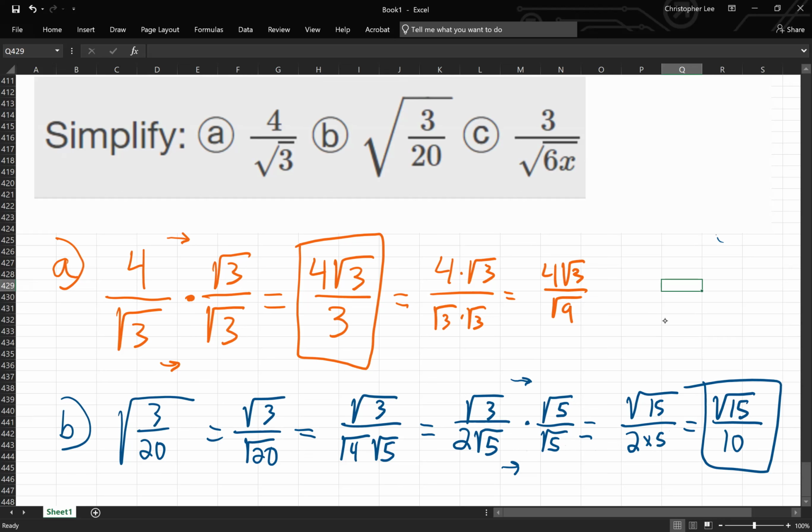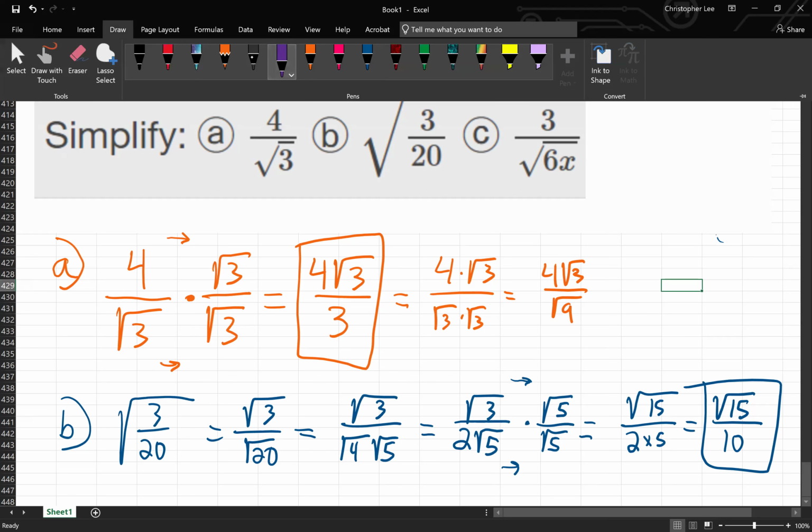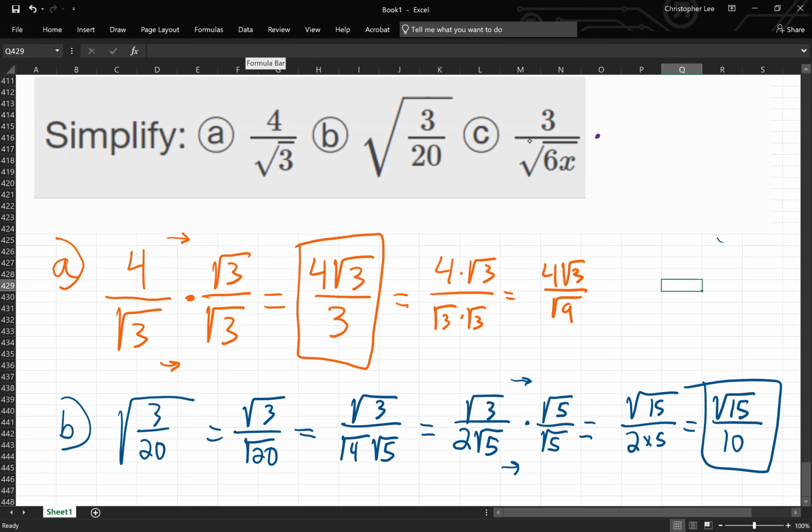Now I'm going to do a similar process with C. I kind of ran out of space, so for those that want to take pictures, I'm going to do it up here for y'all. But look, you got to get rid of the radical in the denominator, right? Which is 6x. What you do to the bottom, you do to the top. Final answer, this is 3 square root 6x over just the 6x.